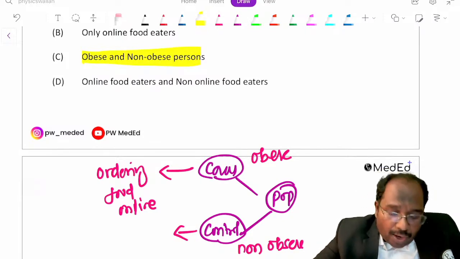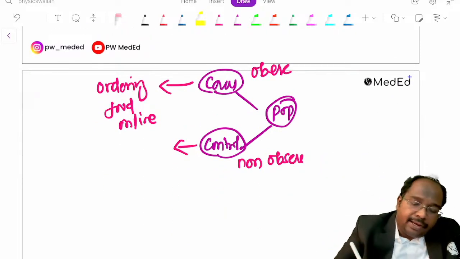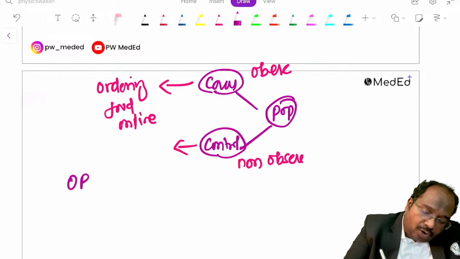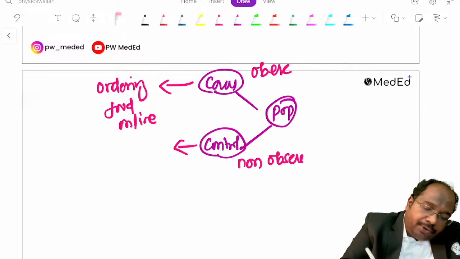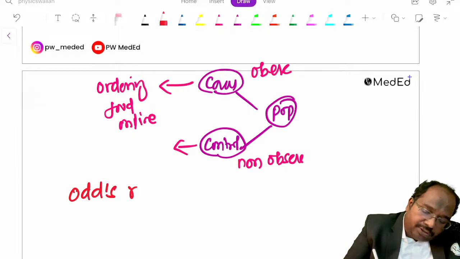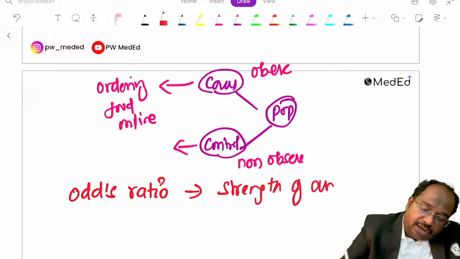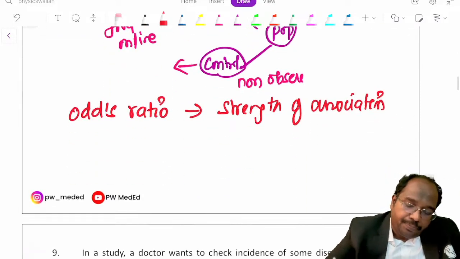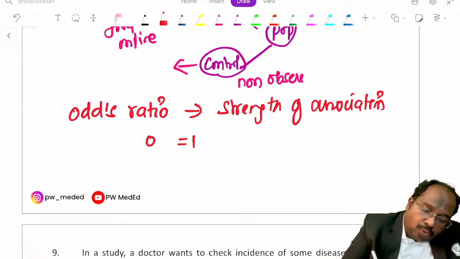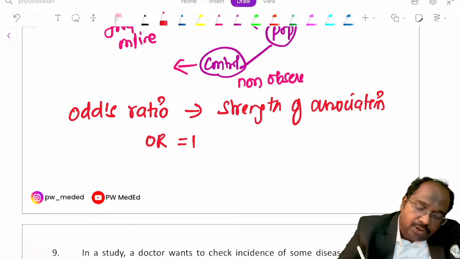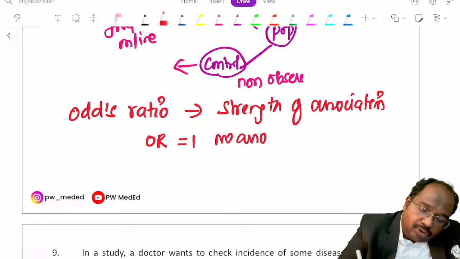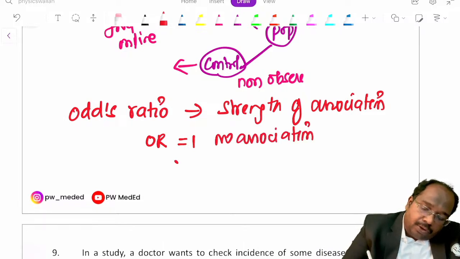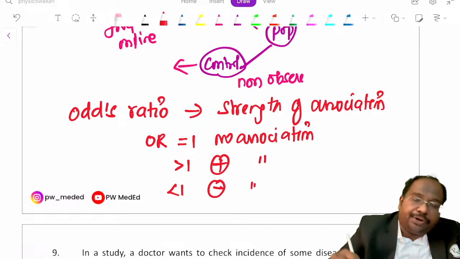Next question. What can you find in a case control study? By doing a case control study, you can find the odds ratio. It indicates the strength of association, guys. OR means odds ratio. Equal to 1 means no association. More than 1 means positive association. Less than 1 means negative association.